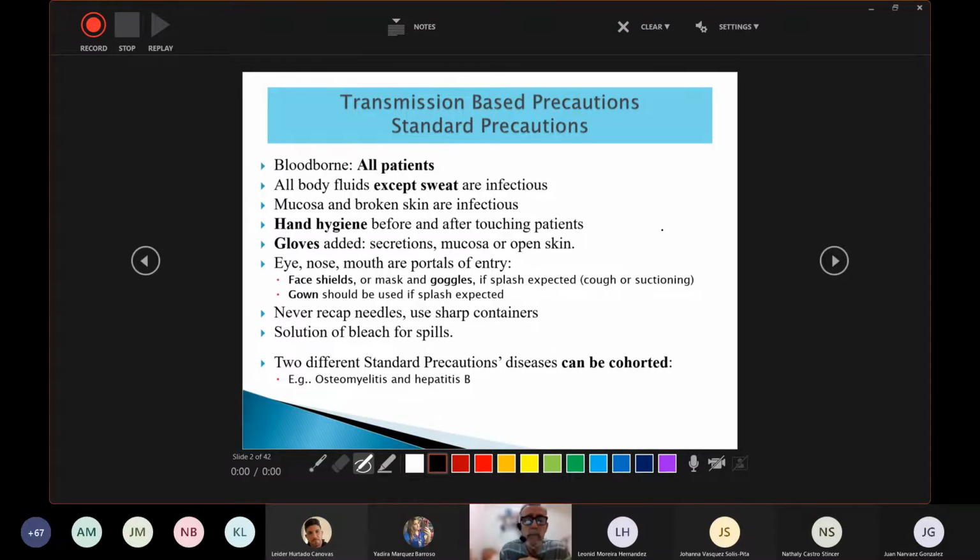So, talking about when we use gloves, the last standard precaution is that if we anticipate that the procedure we are doing could produce a splash, okay? Irrigations produce a splash. Enemas.